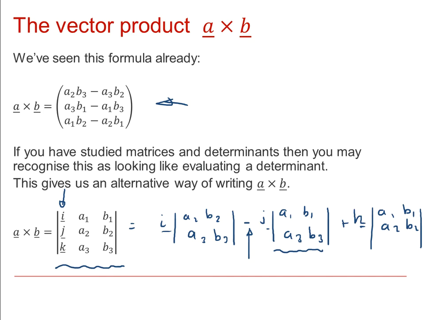So finding the determinant of this 3 by 3 matrix is made up of i, j, k, and then the columns for each of the vectors a and b in the cross product.